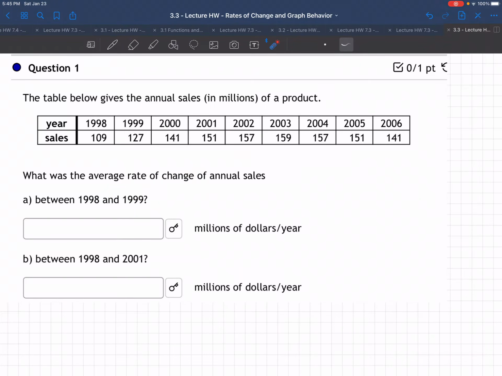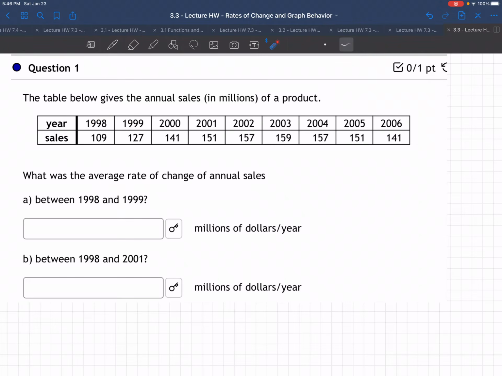Anyway, they're asking what was the average rate of change of annual sales between 1998 and 1999, and then 1998 and 2001. So between 1998 and 1999, what was the average rate of change?